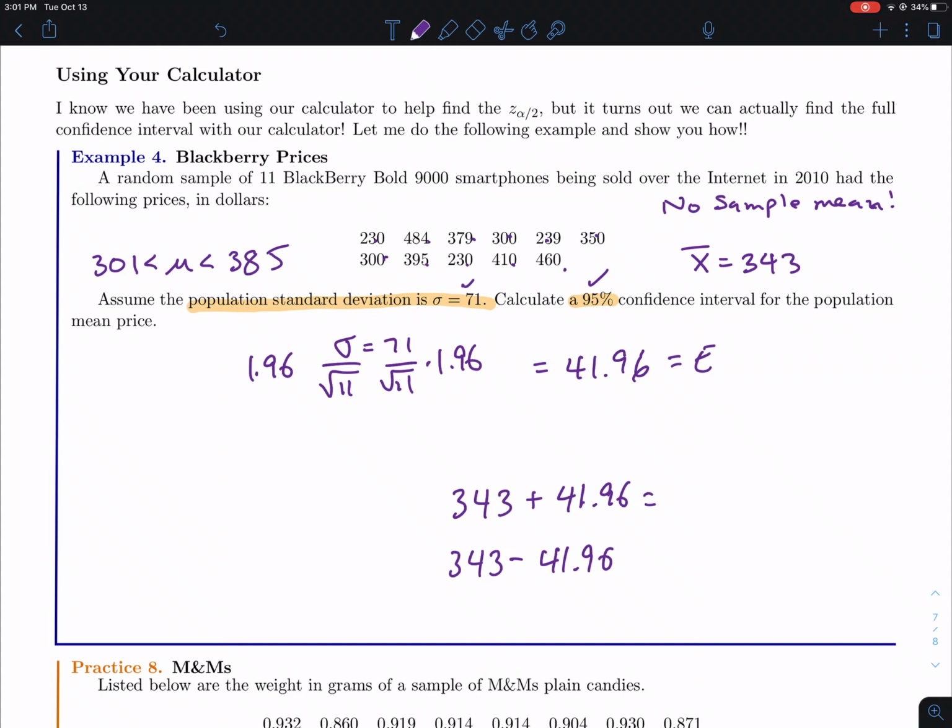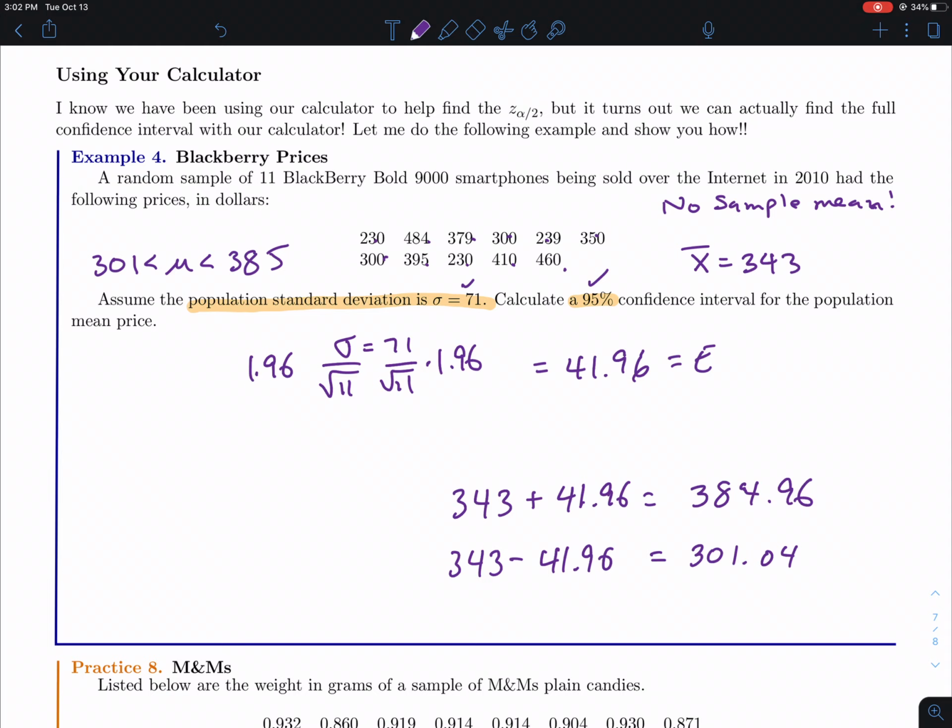343 minus 41.96 equals 301.04, so that's pretty good. And then 343 plus 41.96 is 384.96. So lo and behold, it looks like we did it right on the calculator and we did it right by hand. So again, it's kind of up to you.